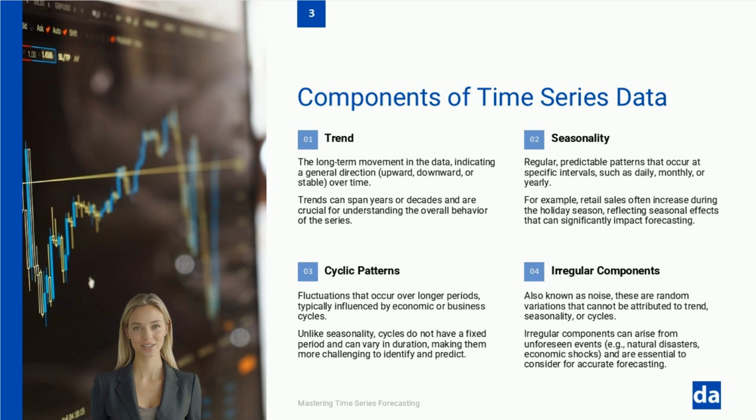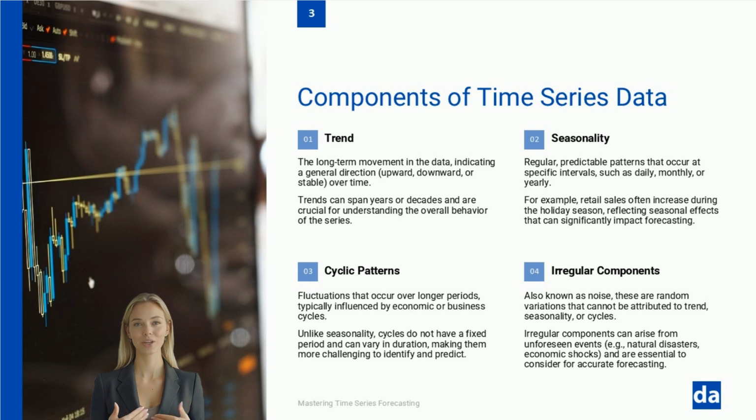Then, we have cyclic patterns. These are fluctuations that occur over longer periods and are typically influenced by broader economic or business cycles. Unlike seasonality, cyclic patterns do not have a fixed period, which makes them more challenging to identify and predict.